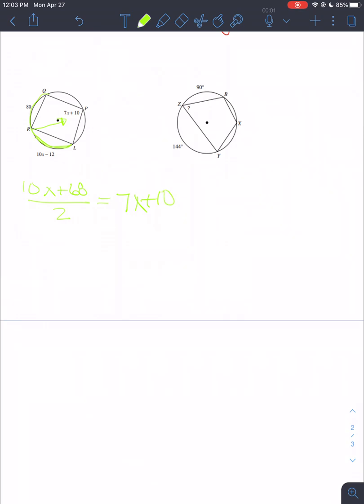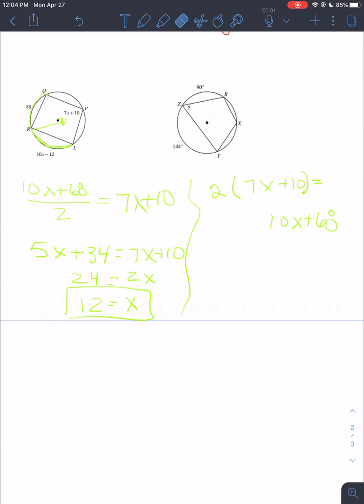Maybe some of you are saying, hey, I think it'd be easier to go from little to big. That's fine too. If you'd rather, we could take 2 times 7x plus 10 and set that equal to the arc, which we decided was 10x plus 68. We should get the same answer, whatever's easier for you. I'm going to take 10x, divide it by 2, that gives me 5x. I'm going to take 68, divide it by 2, that gives me 34, equals 7x plus 10. Let's get our x's together. Subtract 5x from each side. Subtract 10 from each side. Looks like x is going to be 12.